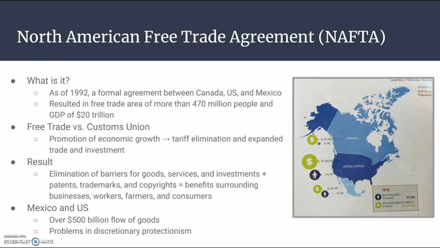For the North American Free Trade Agreement, the NAFTA, what is it? Well, as of 1992, a formal agreement between Canada, the U.S., and Mexico. So we shifted from the CFTA to the NAFTA in 1992, which then became effective from Congress in 1994. Free trade versus customs union: this basically means that the NAFTA promotes economic growth, and this leads to tariff elimination and expanded trade and investment. That's what's occurring in the NAFTA and how it's going to benefit Canada, the United States, and Mexico.